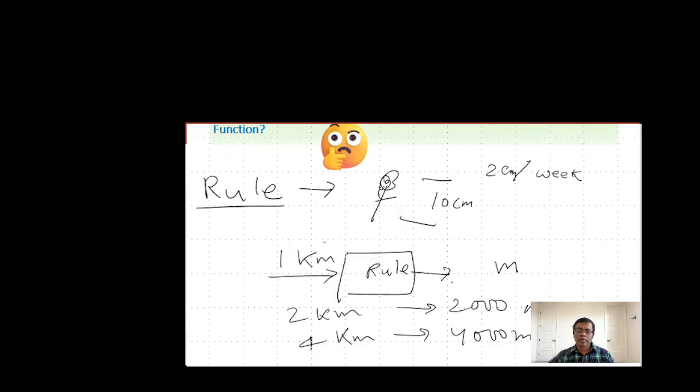Now, how do we express a function? Let's go to expressing a function. There are 4 ways of expressing a function. First, in words. Just now we looked at an example where we mentioned that to convert kilometers to meters, the function is 1000 times kilometers. So that's one way of representing a function.